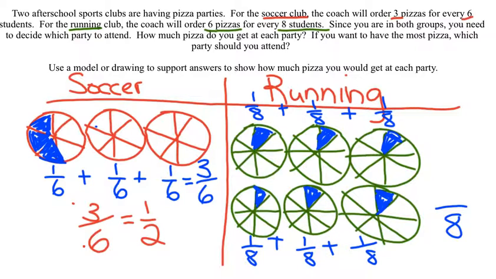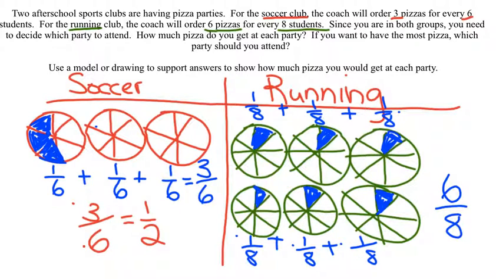But what does change is the amount of slices he's eating. So we're going to add 1/8 plus 1/8 is 2/8, plus another 1/8 is 3/8, plus another 1/8 is 4/8, plus 1/8 is 5/8, plus 1/8 is 6/8. So he is able to eat 6/8 of a pizza if he attends the running club party.